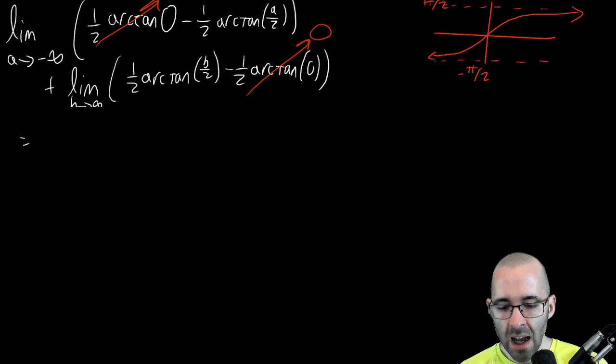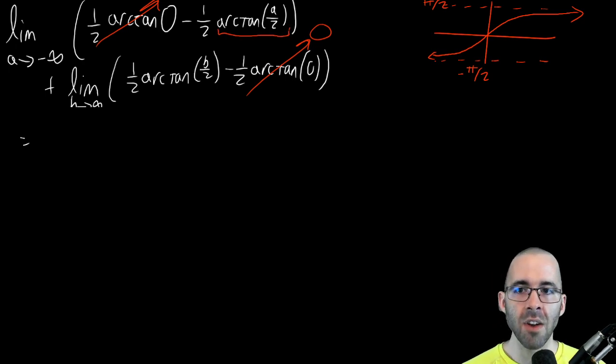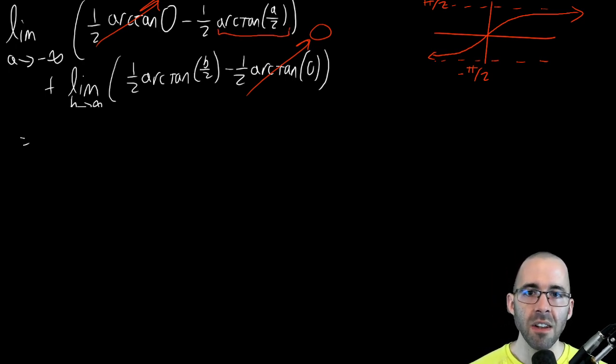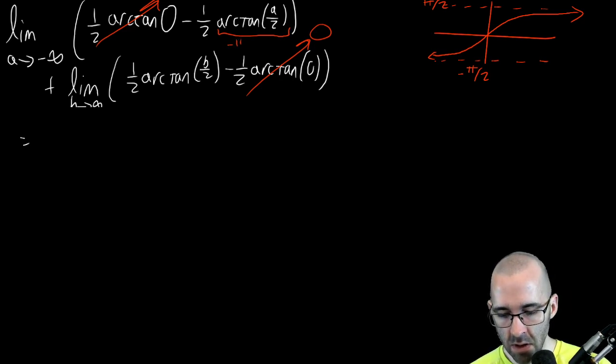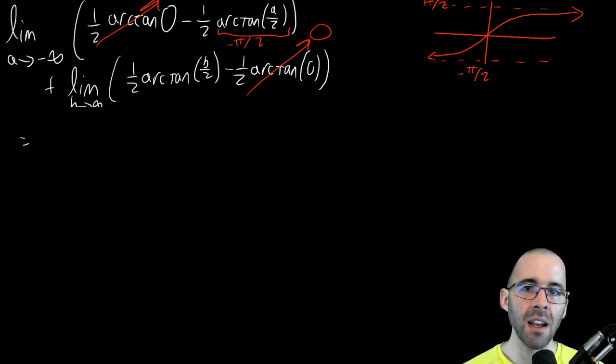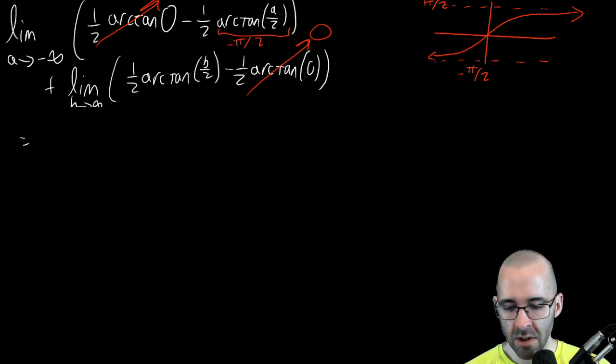And inverse functions are basically sideways versions of their original functions. So as a is going off to the left, infinitely far to the left, what's arctangent doing? Well, if a is going infinitely far to the left, a over 2 is also going infinitely far to the left. So this arctangent becomes negative pi over 2. And there's still a negative 1/2 in front of it. This first limit is positive pi over 4.